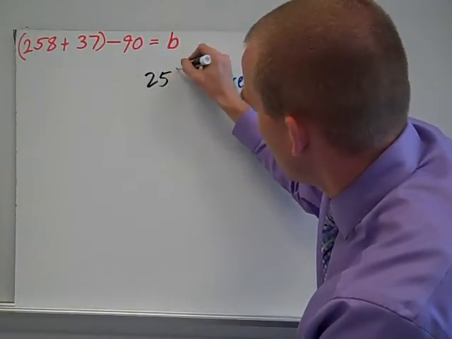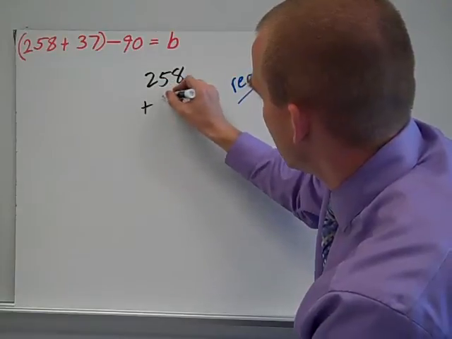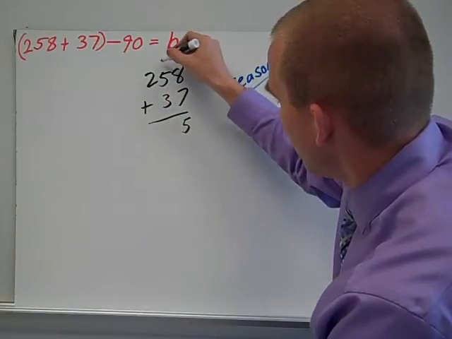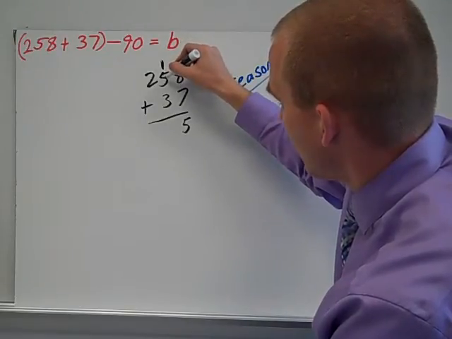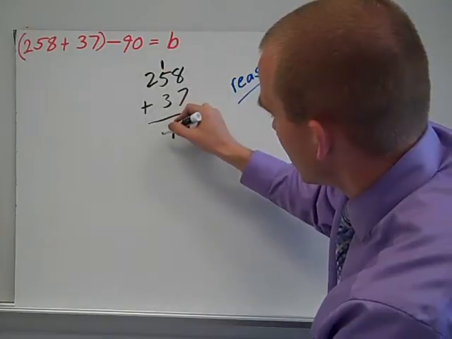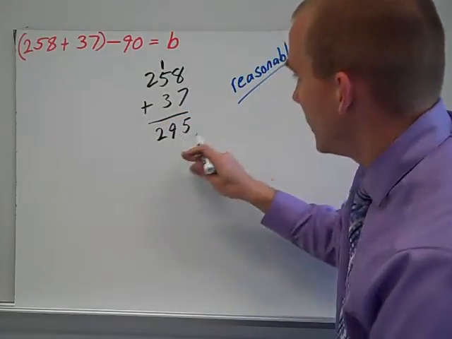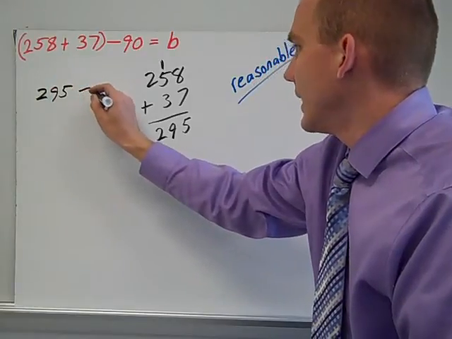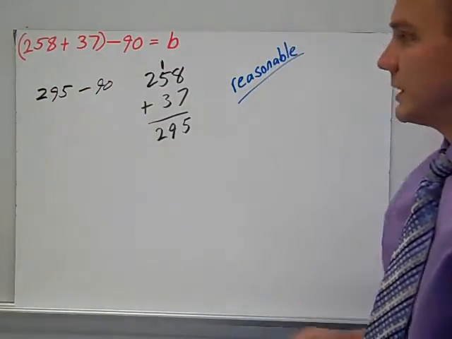258 plus 37. 8 plus 7 is 15. I put a 5 and carry the 1. 1 plus 5 is 6, plus 3 is 9. No regrouping needed. And then the 2 plus nothing is 2. So 295 minus 90. That's still going to equal B.